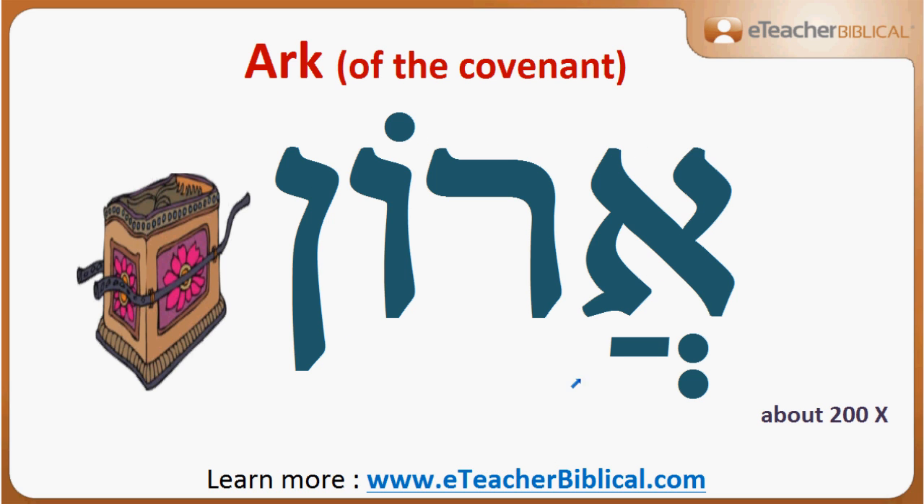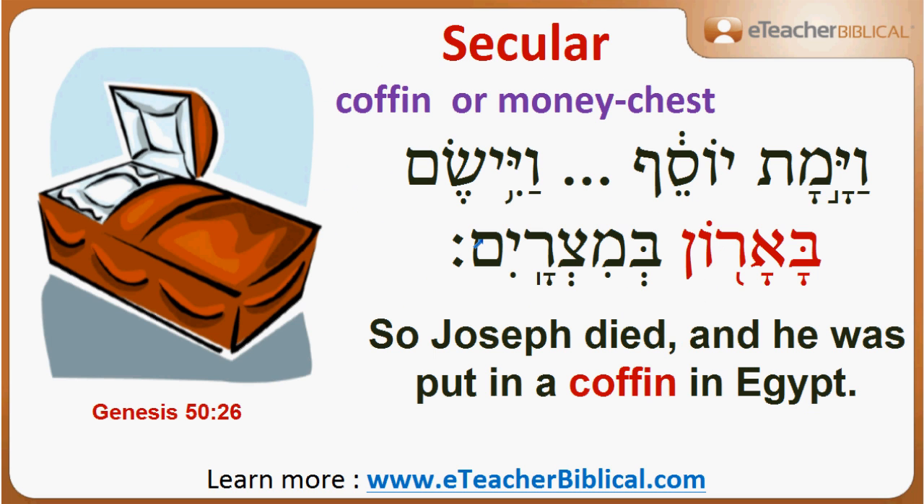So look how big is this font. Aaron, everyone can read it really easy. And it appears about 200 times. Now, what do you think? Is this going to be only the Ark of the Covenant? Oh, you know me already. If I ask a question like that, of course, then it also means a secular ark for a coffin or even for a money chest.